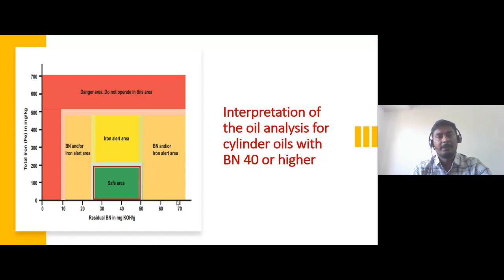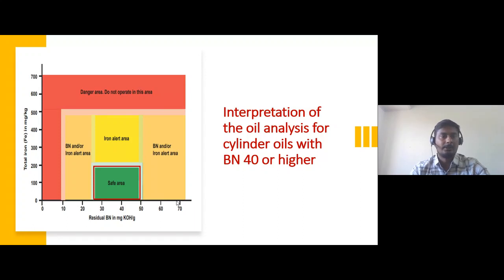This safe area is 25 to 50. Whatever the BN is, I am giving the example of BN 40 only. Downward trends up to 25 are allowable, and up to 50 is also allowable. Whenever you do the cylinder drain analysis, your total base number results showing 25 to 50 means your oil is very safe. At the same time, you can accept up to 200 ppm iron in the elemental analysis. That is a safe area.